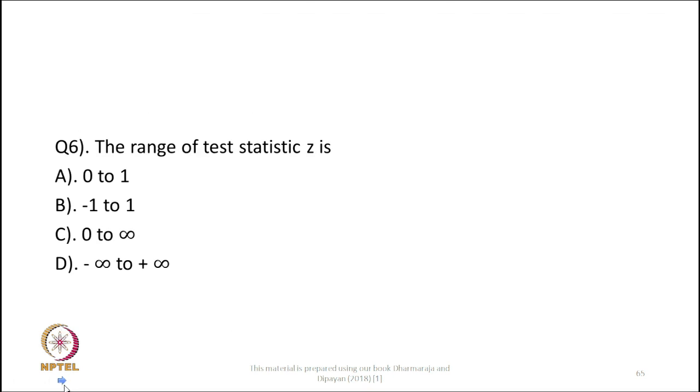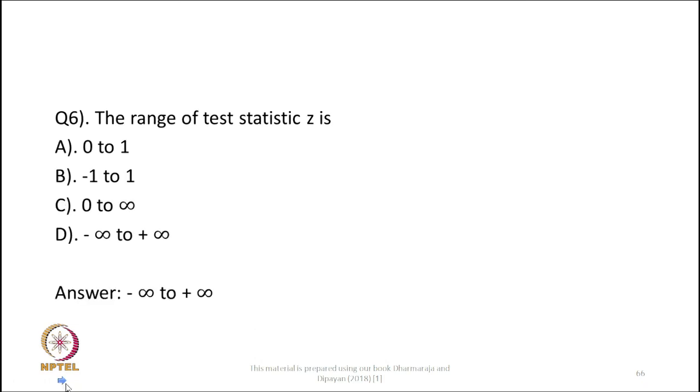The 6th question. The range of a test statistic Z is, there are 4 options: from 0 to 1, or minus 1 to 1, or 0 to infinity, or minus infinity to infinity. Which is the correct option? The correct option is that the range of the statistic z is minus infinity to infinity.